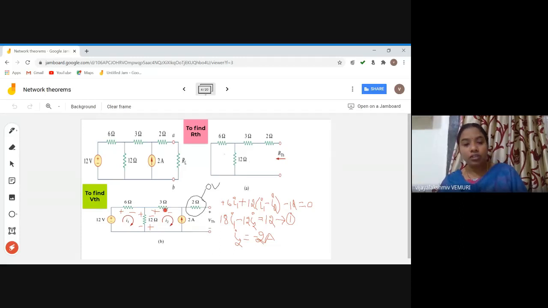To find out Thevenin's voltage, first of all, you should know the current flowing through this. The current flowing through 3 ohms is I2 in this direction, and 2 amps is coming in the reverse direction. So I2 is equal to minus 2 amps. Directly we found I2, which is minus 2 amps, since you have a current source here.